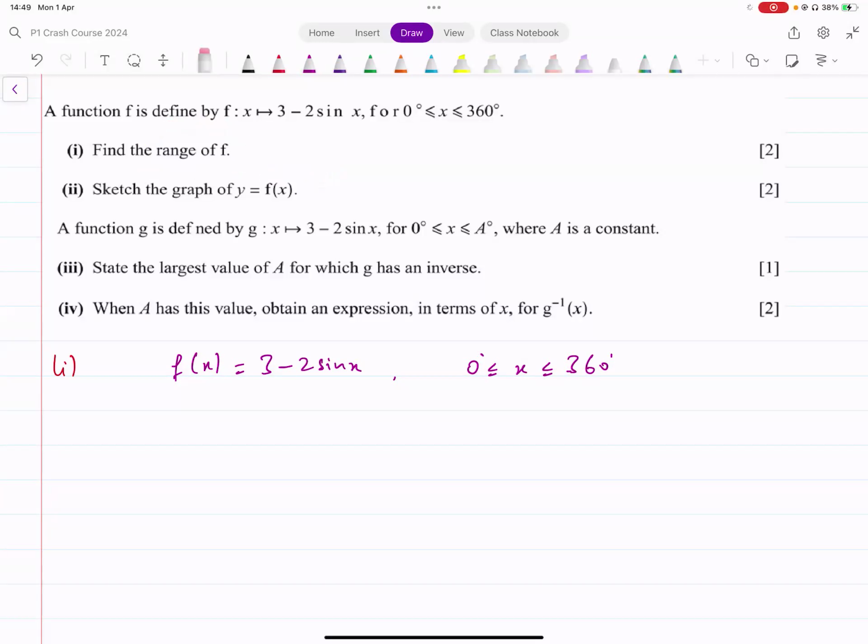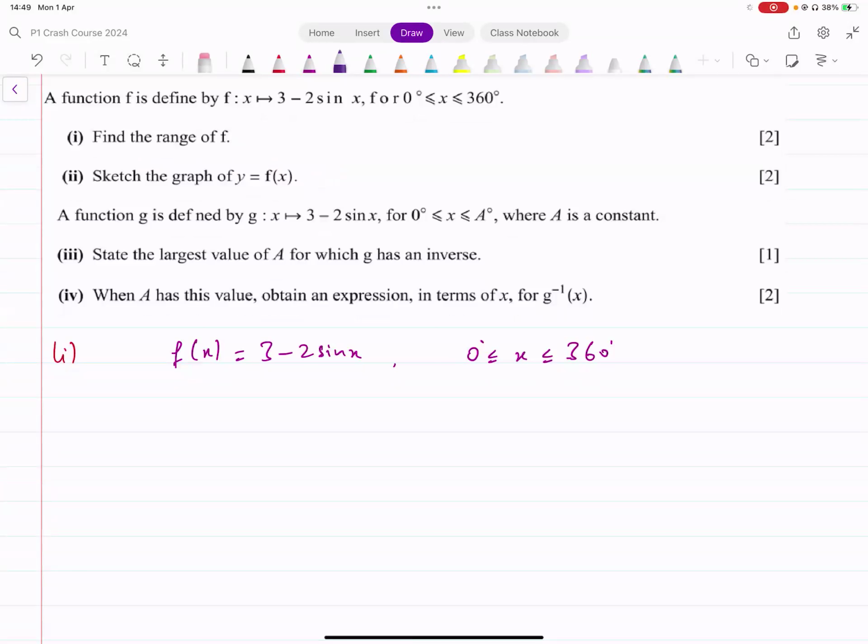Now, what would be a direct way of doing this without sketching the graph? This is how you would think about it. Range of f means values of y. What's the maximum value of this function? What's the smallest value of this function? That is what we want to look for. Now, the function is 3 minus 2 sine x, and the domain of the function is from 0 to 360.